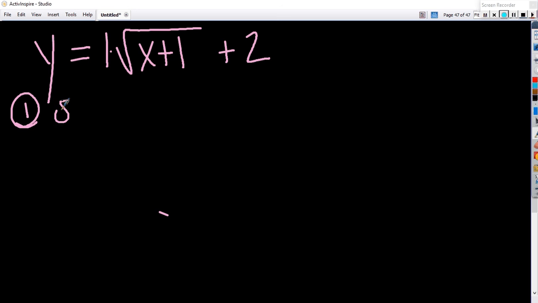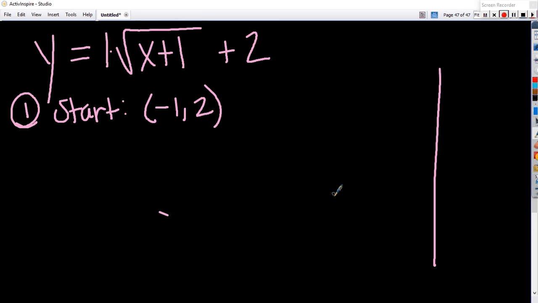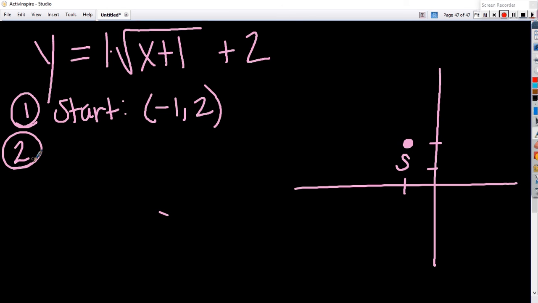All right, so my start point here is that HK: negative 1, 2. Mark an S on it so that you know. Otherwise, you'll forget when you plot the 2 points which one you start at and which one is the direction point.